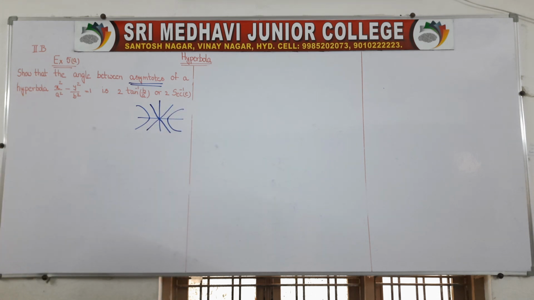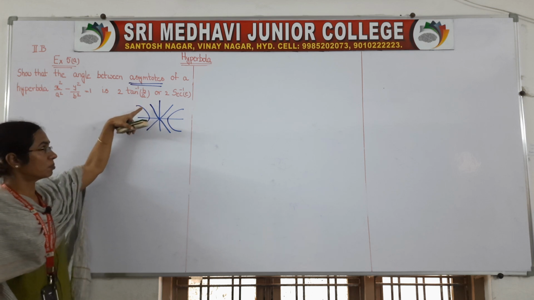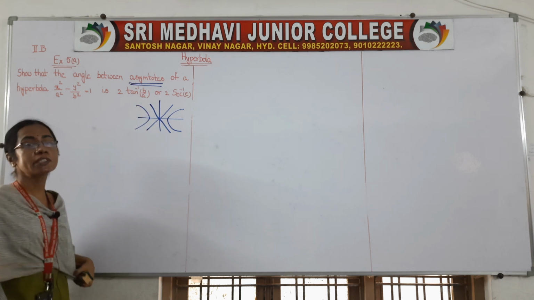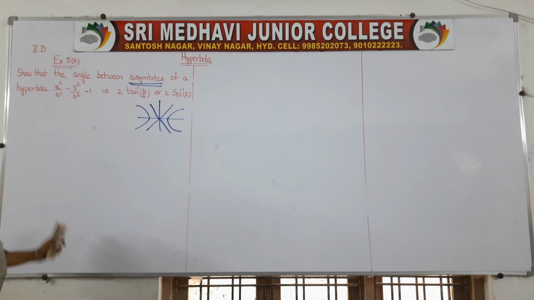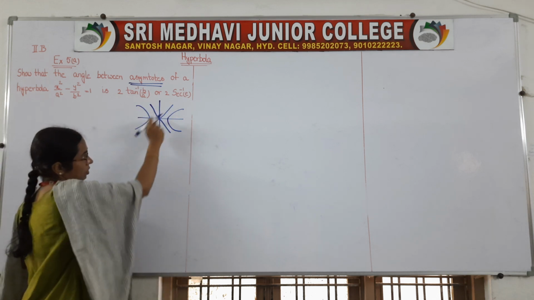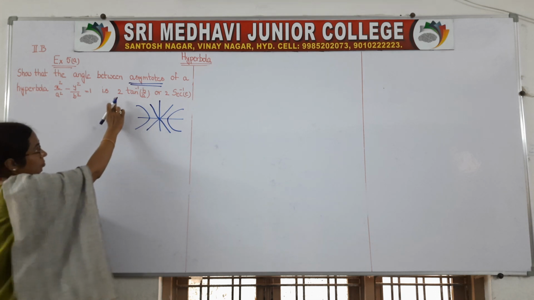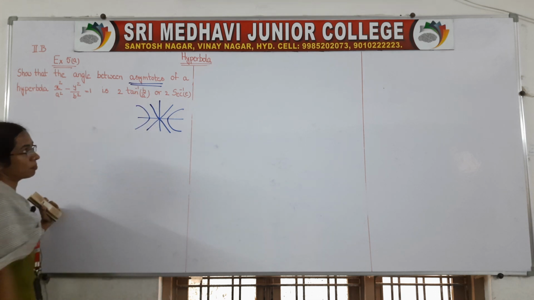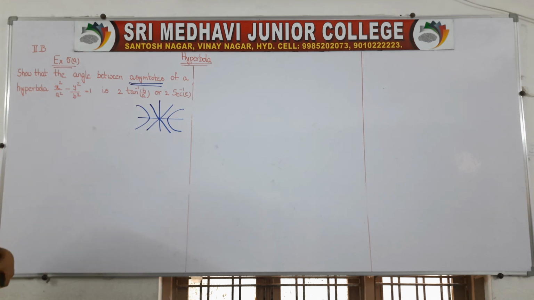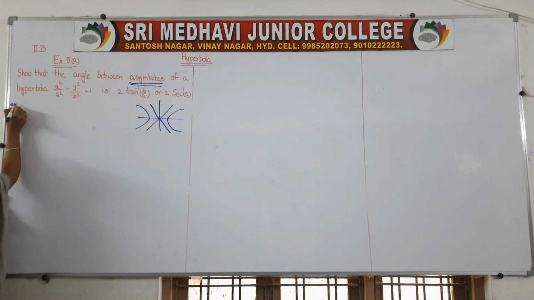Here it is given that the angle made by asymptotes of a hyperbola is 2 tan inverse b by a or 2 secant inverse e is the question. So the angle between these two asymptotes, that angle theta must be equal to 2 into tan inverse b by a or 2 into secant inverse e. Two forms it can take, two ways we can get the angle here. So how will we take it?